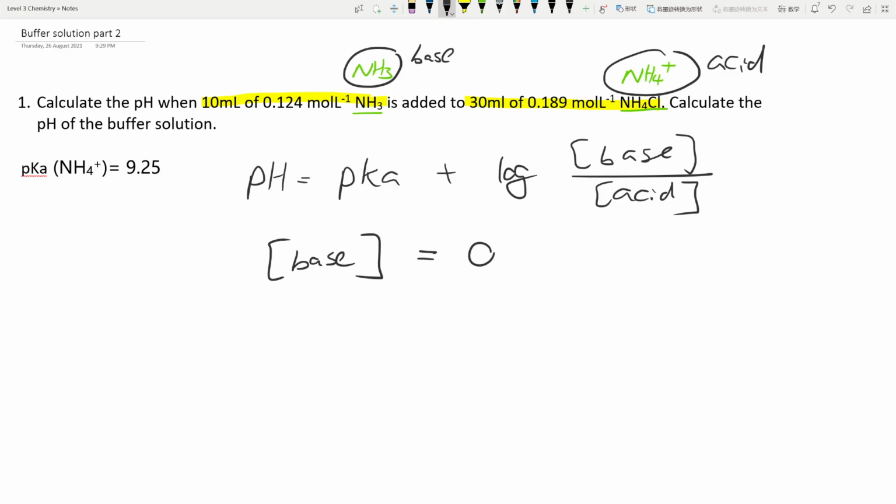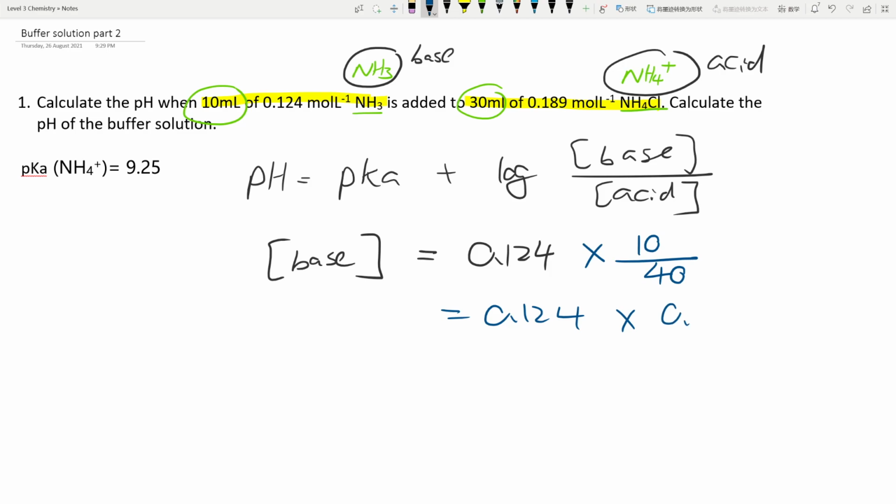So the base concentration was 0.124, but now we have an issue, because we mixed 10 mL with 30 mL. So my concentration has now been diluted. It used to be 10, but now there is a total volume of 40 mL. So out of the 40, 10 mL was my NH3, and therefore it's going to be 0.124 times 0.25, that's what 10 divided by 40 is, which is going to give us 0.031 moles per liter.